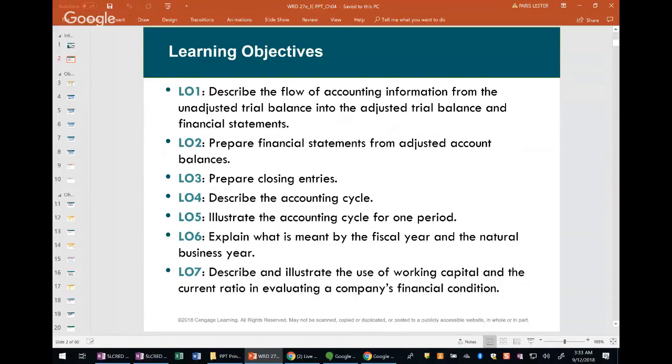But here then, describe the accounting cycle, illustrate the accounting cycle, explain what is meant by fiscal year. I just did that. Fiscal year is any 12 months. A calendar year is January 1 to December 31. All right, working capital and the current ratio.